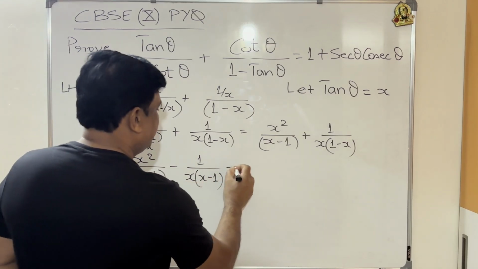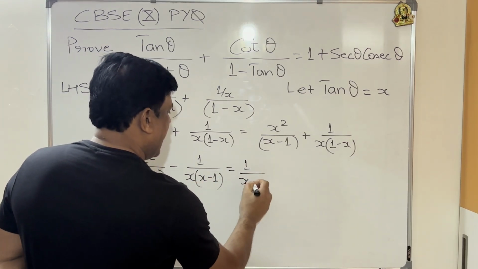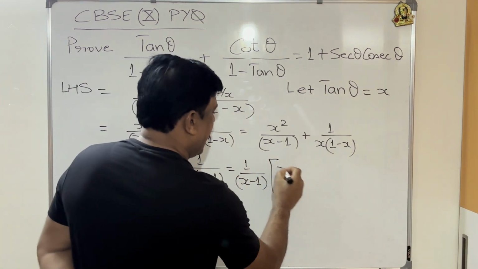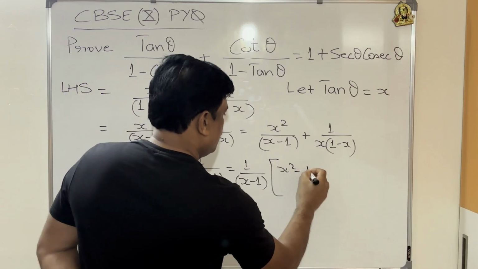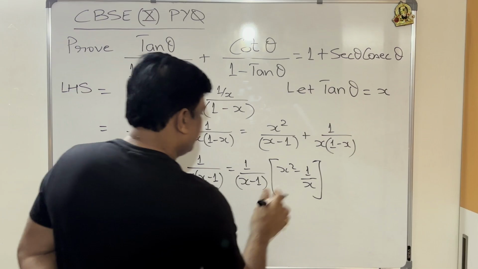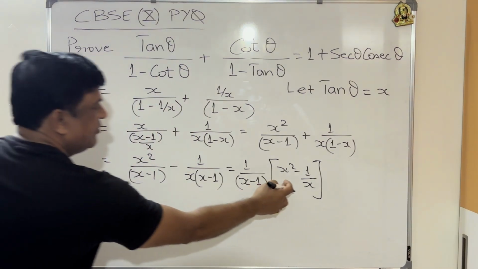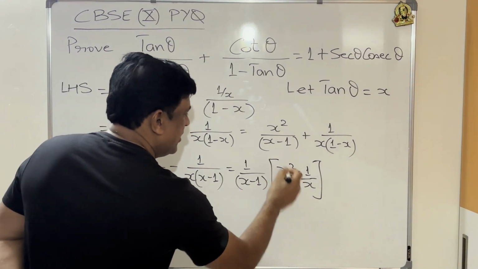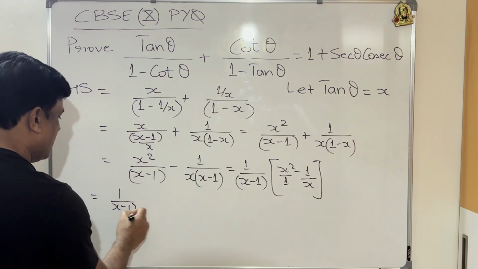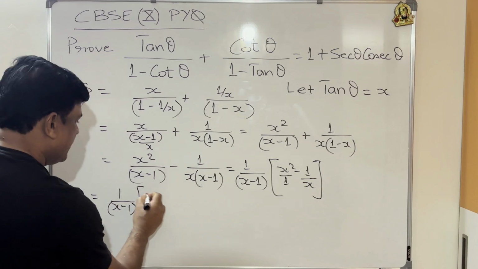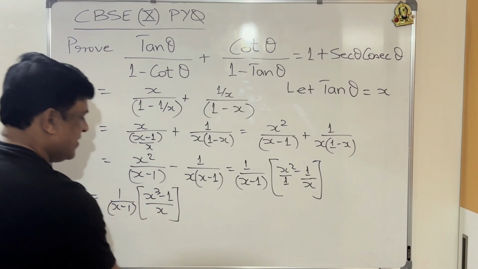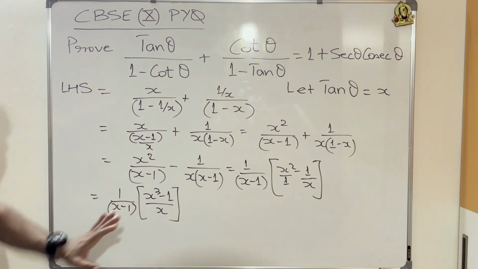Now we don't need this x minus 1. Can I take it out? Yes, I can take that one common, x minus 1. What am I left with inside? I'm left with x square minus 1 divided by x. Let's go ahead and resolve this. When you take x as LCM over here, you will get 1 by x minus 1 outside and you will get x cube minus 1 divided by x. Done? Till here it's good.